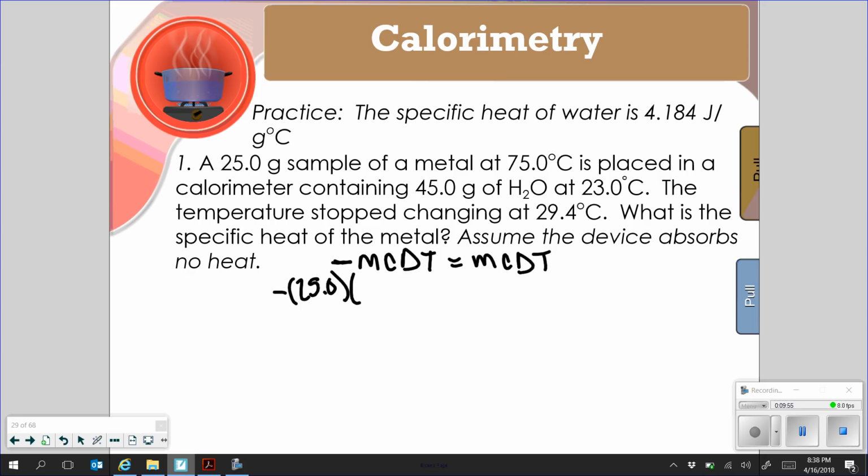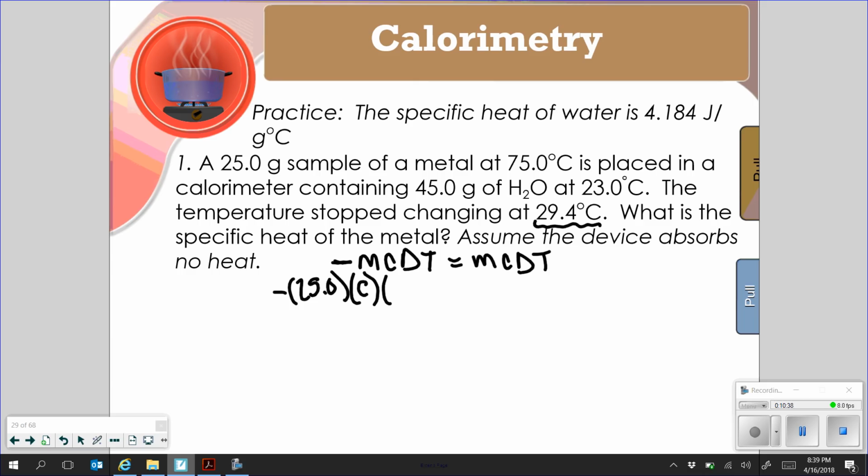My specific heat capacity for the metal we don't know. We're solving for that. My change in T, in this case, is T final minus T initial. It says the temperature stopped changing at 29.4 degrees Celsius. When you're doing calorimetry problems, the T final is going to be the same for both your system and your surroundings, because if they start at two different temperatures, eventually the heat is going to transfer and they're going to come to an equilibrium temperature. So in this case, 29.4 degrees Celsius will be used as my final temperature for both sides. If I was calculating T final, I'd calculate it for one variable because it's the same on both sides.